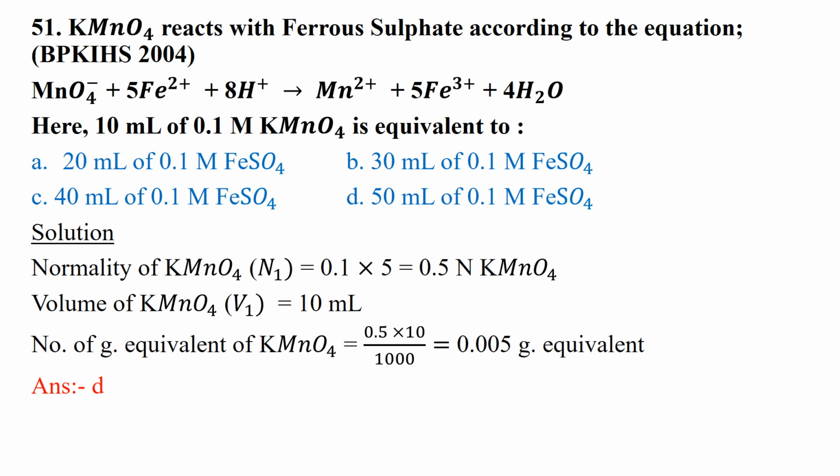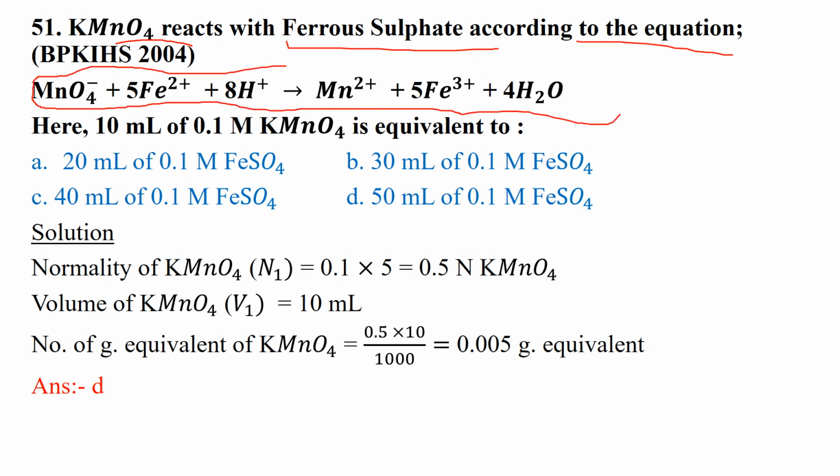Next question. Potassium permanganate reacts with ferrous sulfate according to the equations. Here are the equations of reduction of permanganate ion into Mn2+ and the oxidation of ferrous ion into ferric ion. Here the manganese changed to Mn2+. The oxidation number of Mn in MnO4- is +7, right? Then it is changed to +2. And the oxidation number of iron in ferrous ion is +2 and in ferric ion +3. So +2 to +3 is oxidation and +7 to +2 is reduction.